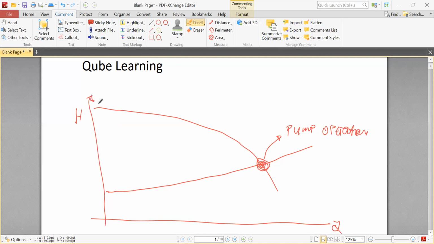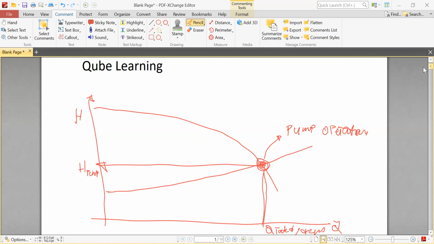In this video I want to focus on how we can determine the flow capacity of this pump. This is the Q rated, or design, and the head rate of the pump, this one.